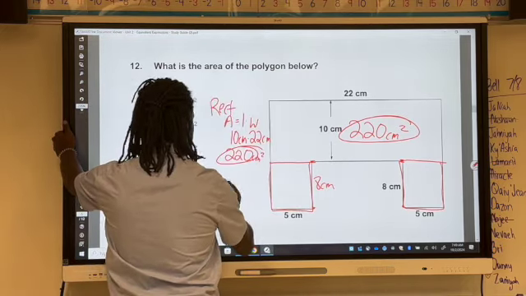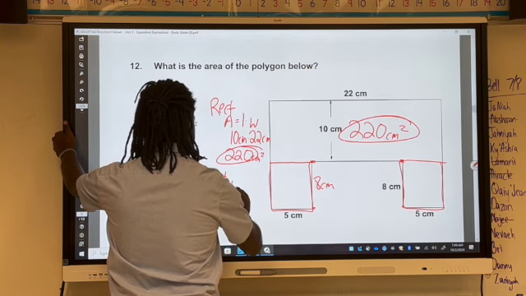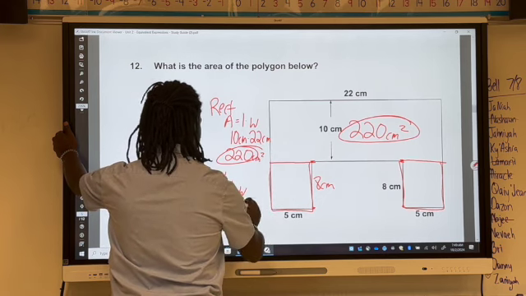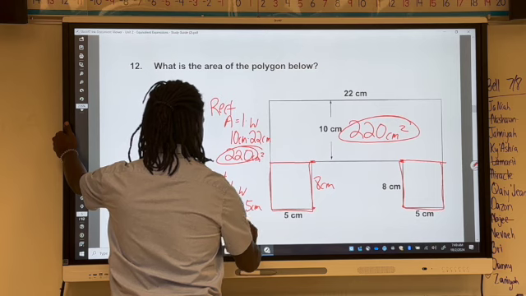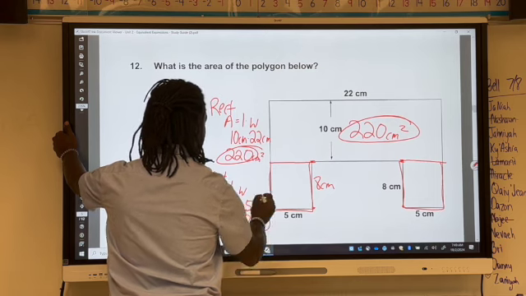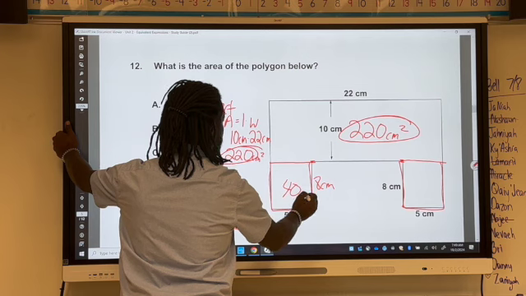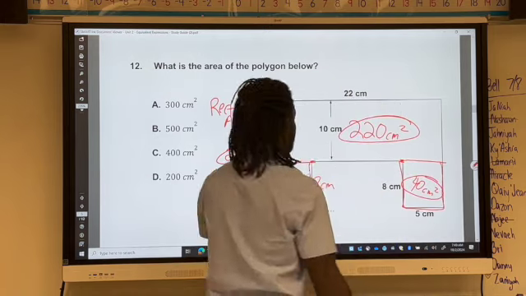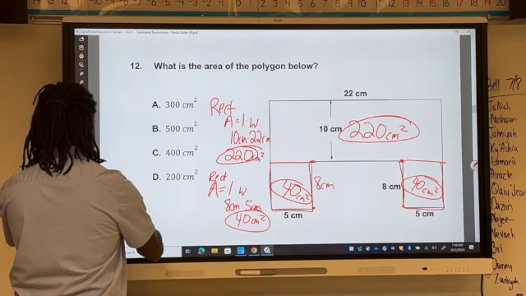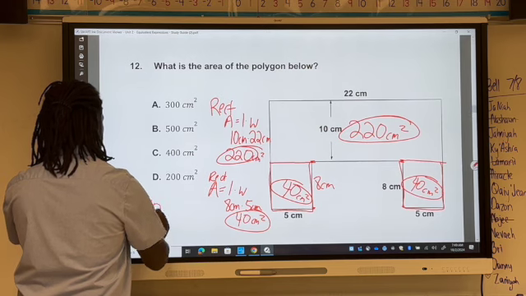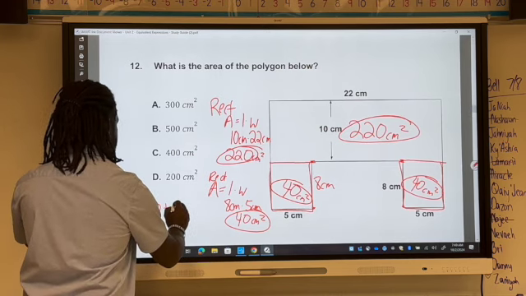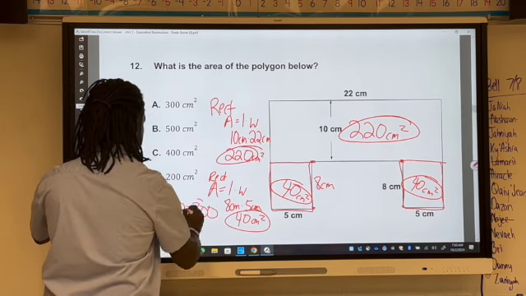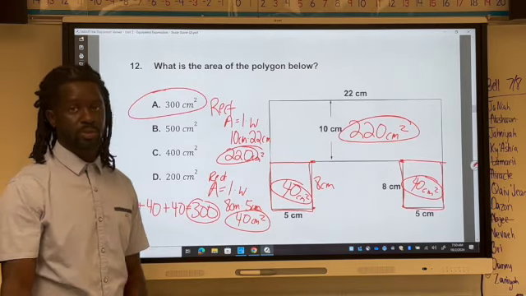So we got area of the rectangle equals length times width. My length is 8 centimeters. My width is 5 centimeters. And that's going to give me 40 centimeters squared. Okay, so this is 40. And we said that those are the same. And so then I just got to add those up. So I got 220 plus 40, which is going to give me 260. And then 260 plus another 40. And that's going to give me 300. So my answer is 300 centimeters squared.